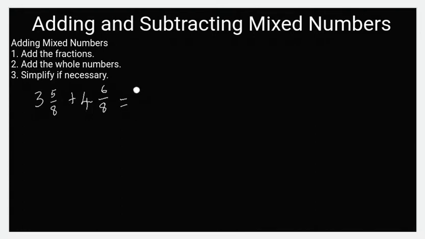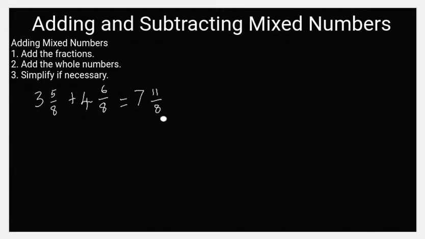3 plus 4 will give us 7, and 5/8 plus 6/8 will give us 11/8. So we'll have 7 whole number 11/8. Remember our types of fractions: proper fraction, improper fraction, and mixed numbers. Now, we do not leave our answer as an improper fraction.